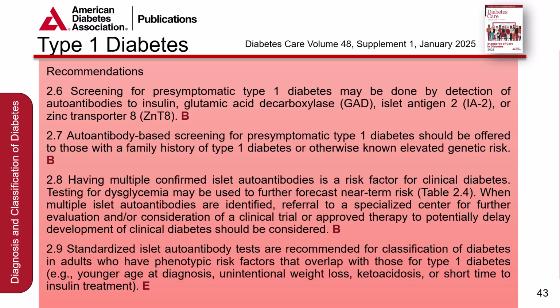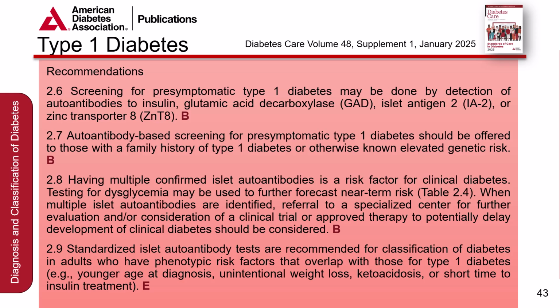When multiple islet autoantibodies are identified, referral to a specialized center for further evaluation and/or consideration of a clinical trial or approved therapy to potentially delay development of clinical diabetes should be considered. Level of evidence B.